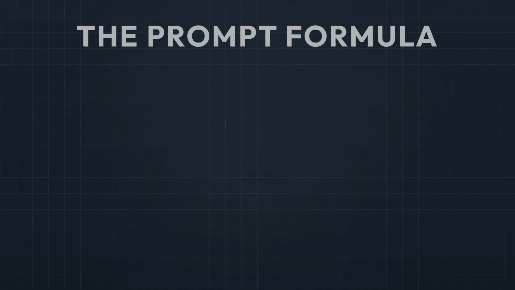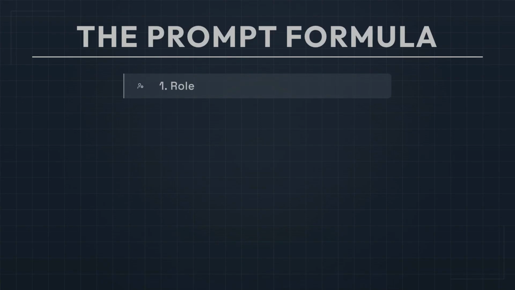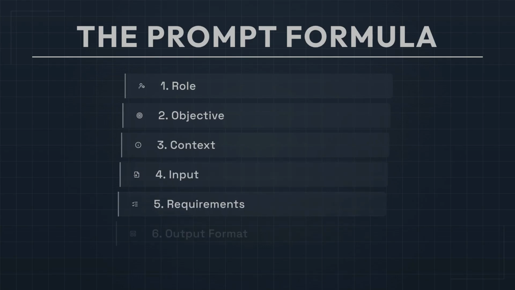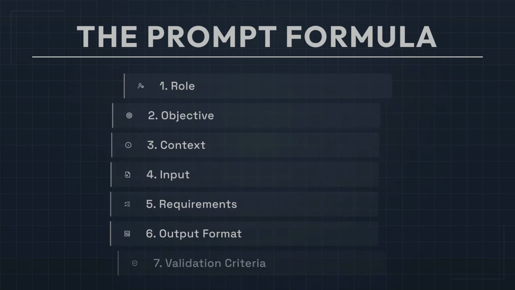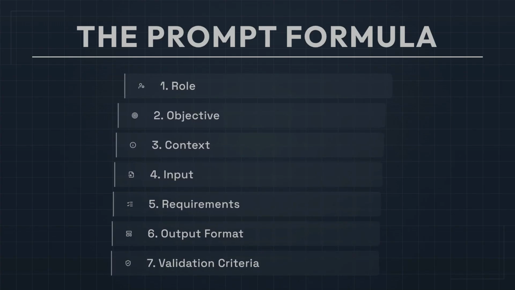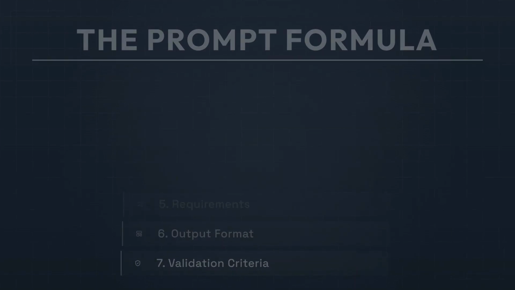To ensure consistency, we use a practical professional prompt formula built with 7 principal elements. Let's examine each one. The 7 elements of the prompt formula are: 1. Role. 2. Objective. 3. Context. 4. Input. 5. Requirements and constraints. 6. Output format, and 7. Validation criteria. When combined, these elements define what success looks like.